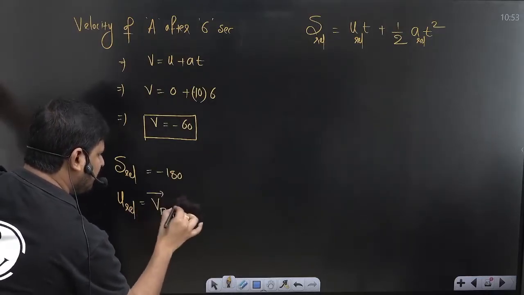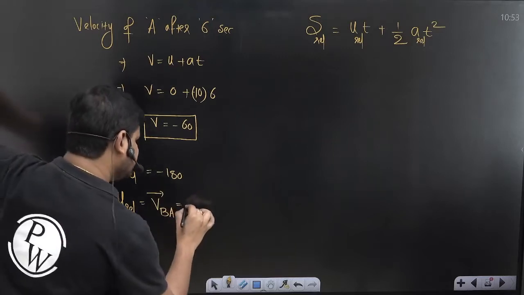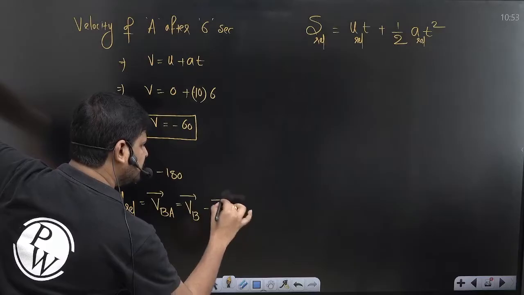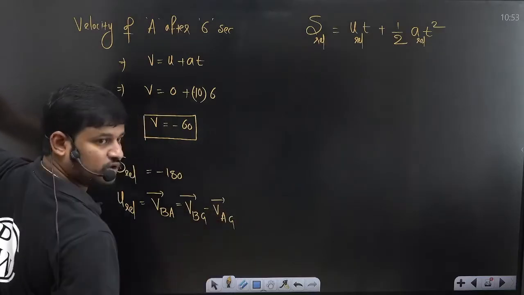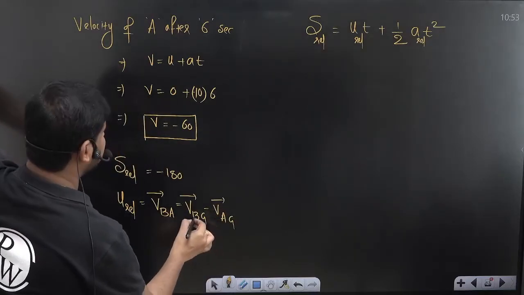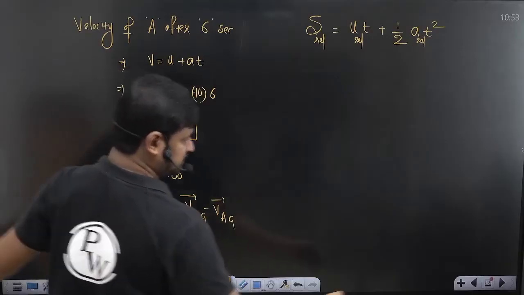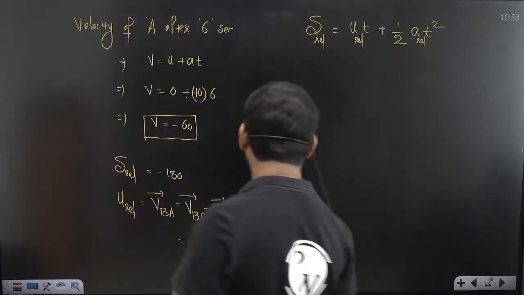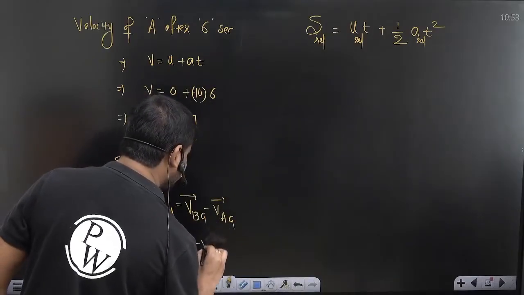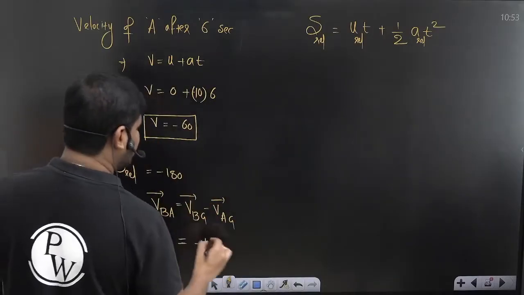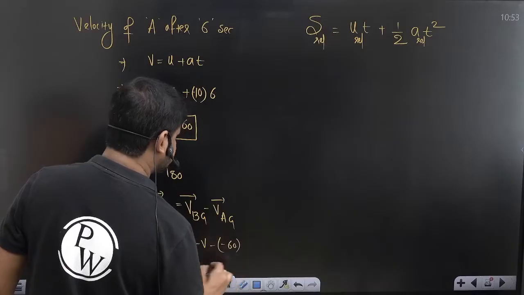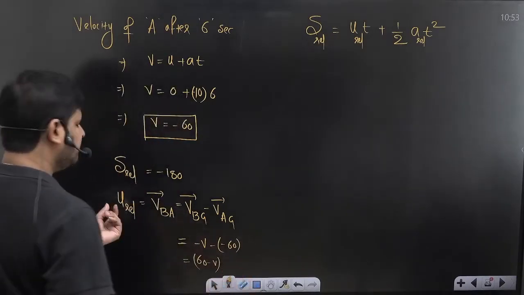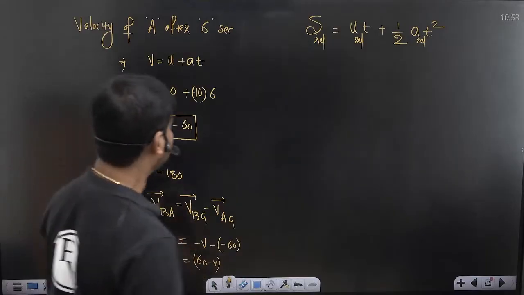The velocity of B with respect to A is nothing but velocity of B minus velocity of A, both with respect to ground. So what is the velocity of B with respect to ground? It is thrown downwards with a velocity, how much? Minus V. Downwards means you can take it as minus V, minus velocity of A with respect to ground, which is minus 60. So it is going to be 60 minus V. This is the U relative. So now you got the U relative.